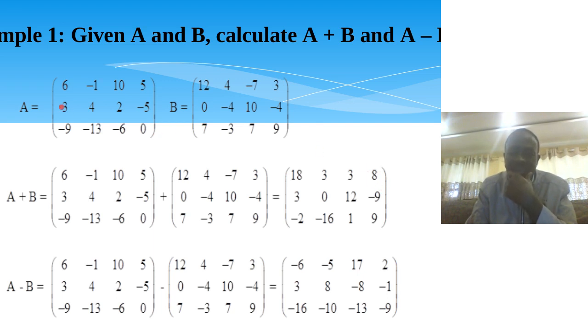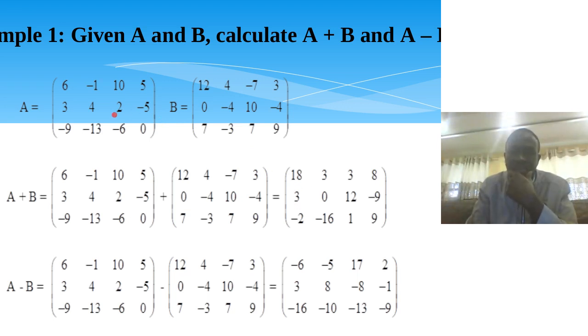Now when we move to the second row, the first element is a 3. So we add the 3 to 0. When you add 3 to 0, the resultant value will be 3. So we have 3 there in the second row.